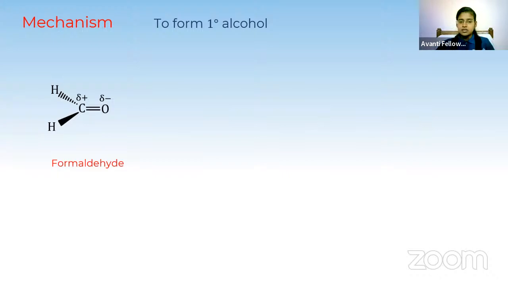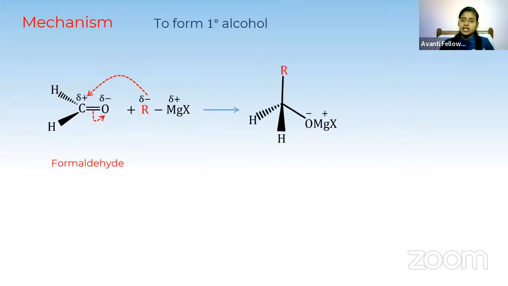Now, first of all, this has to be treated with RMgX. What will happen is, the negative R group will go to the positive carbon end of the aldehyde and MgX will go to oxygen, and they will lead to this type of product. Got it? A new bond has been formed between the carbon and the alkyl group, and the MgX will go to the oxygen.